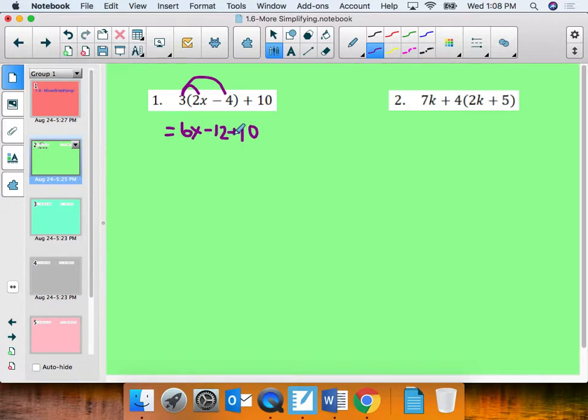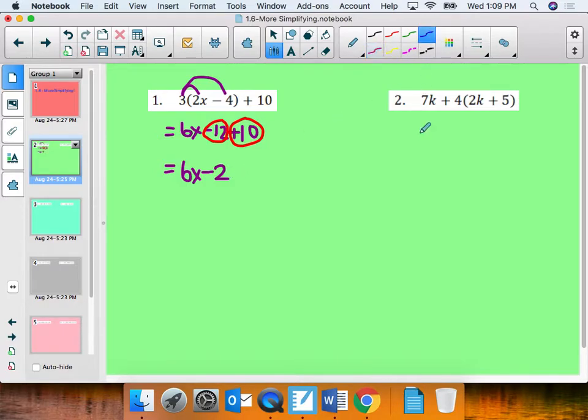Now, hopefully when you look at this, you notice that some of these are like terms. So negative 12 and positive 10 are both like terms. So we can combine them and should combine them to get the most simple answer. When we combine those, 6x is not a like term, so it is going to be untouched. And negative 12 plus 10 will give us negative 2. So our final answer will be 6x minus 2.